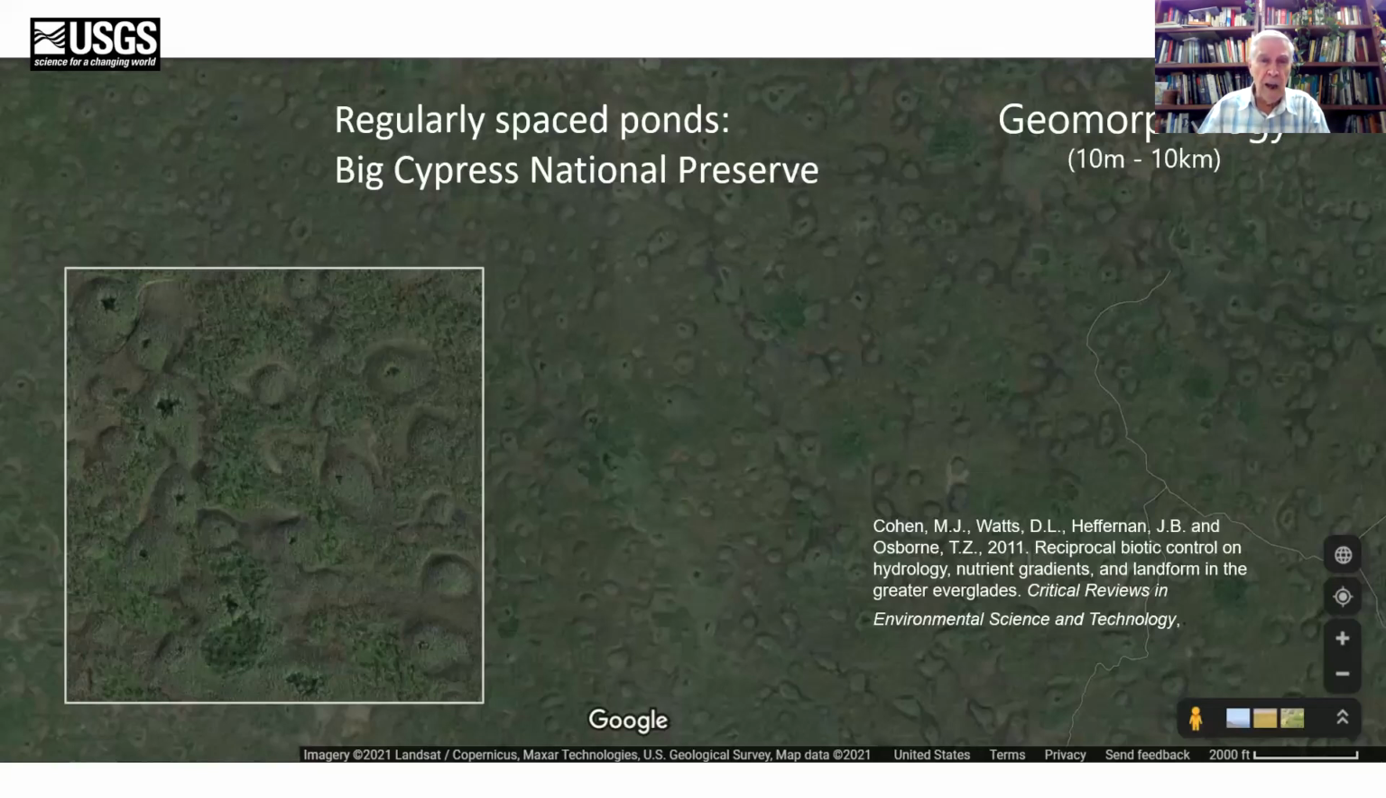Their typical landscape is that of these regularly spaced ponds, especially in Big Cypress National Preserve. It's a little bit hard to see those, but they're very regularly spaced. And that's been explained also mathematically by Matt Cohen, Daniel Watts, Jim Heffernan, and others. So a lot of the basic underlying structure of the Everglades has been explained very well by mathematical models. But I'm not going to go into those. I'm more interested in how animals adapt to that geomorphology.